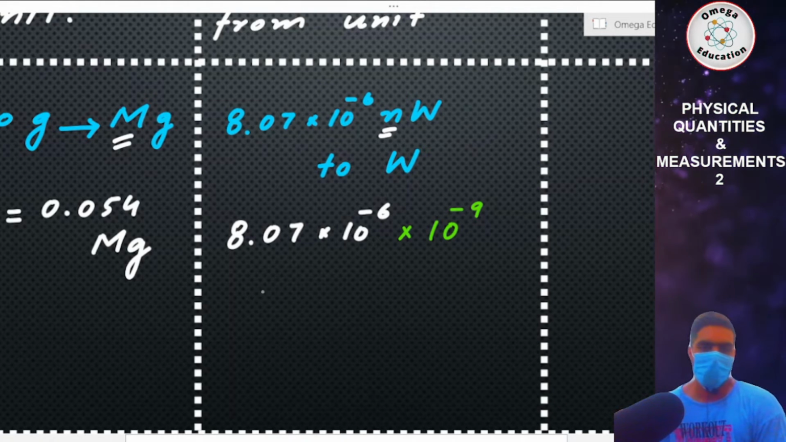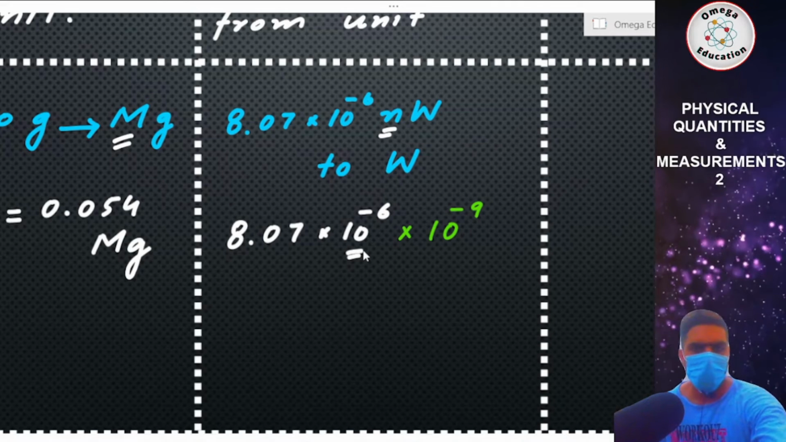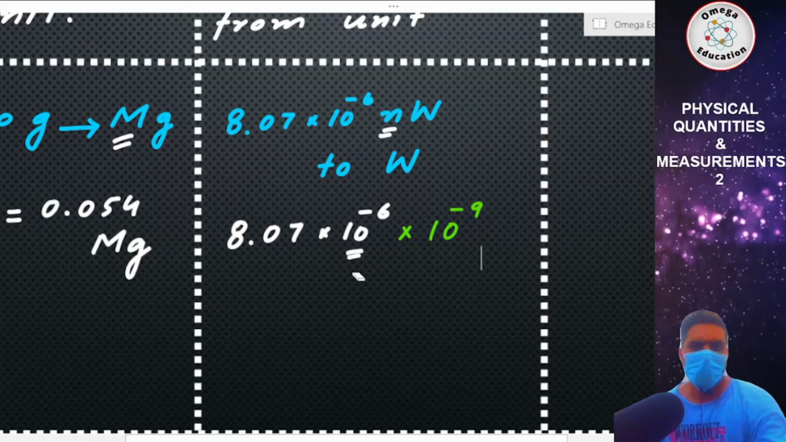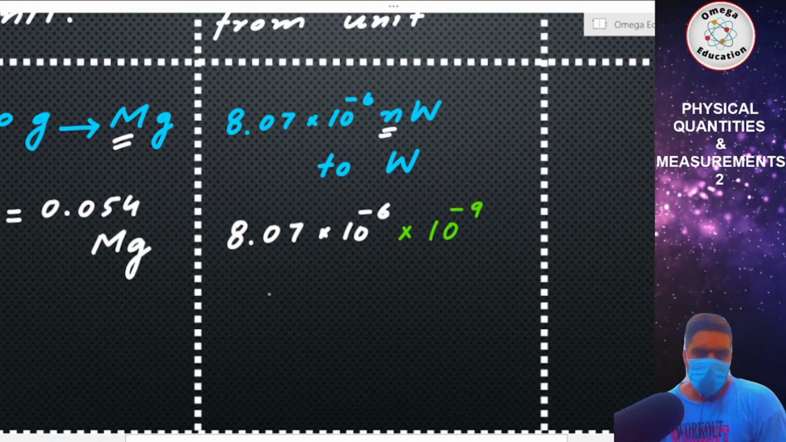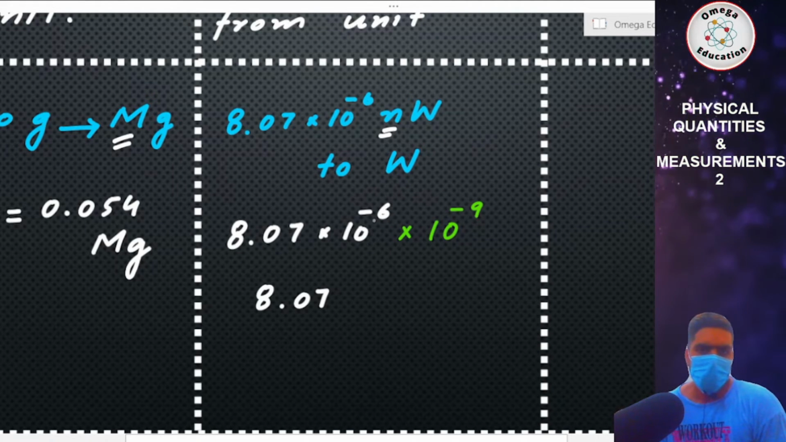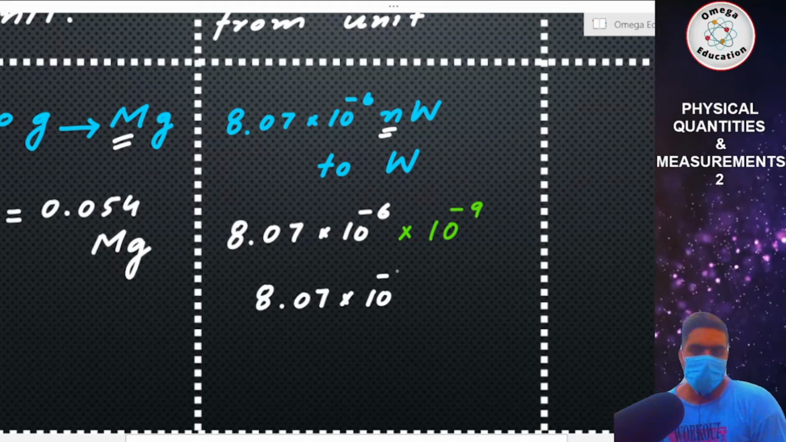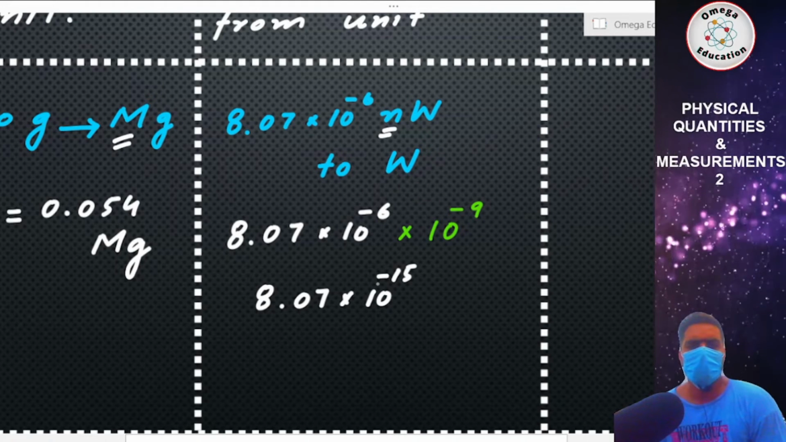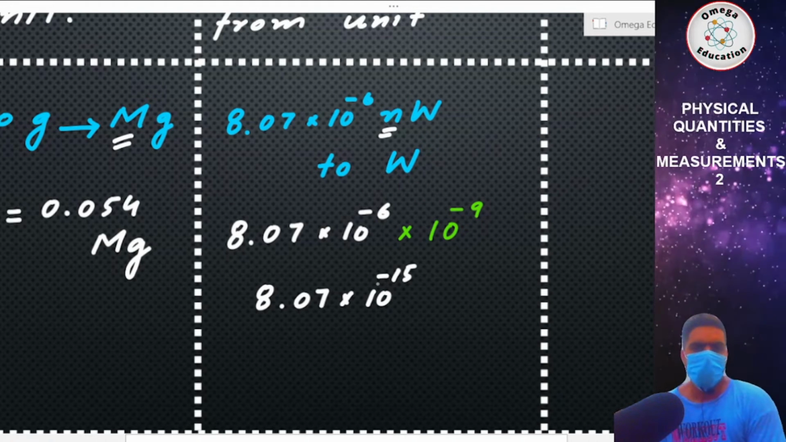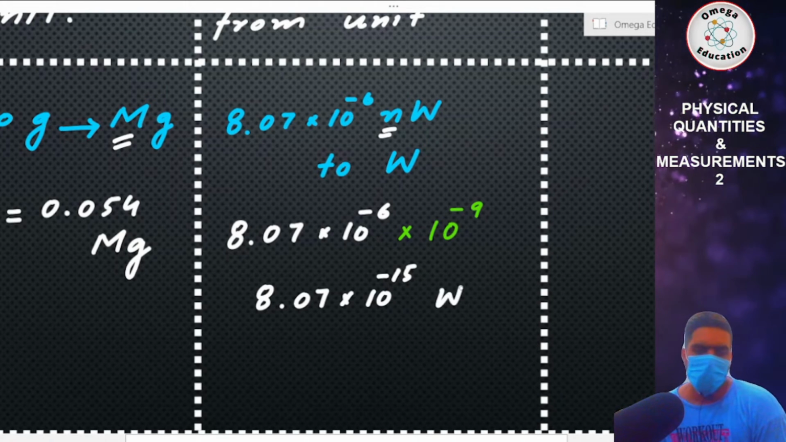Write down the number as it is, which can be easily done on the calculator. But if you want to apply the law of indices, so 10 to the power minus 6 and minus 9, these two powers would be combined to give 10 to the power minus 15. Because if bases are the same and the numbers are being multiplied, the exponents are added. But if you're not good with that, simply hit it on the calculator.